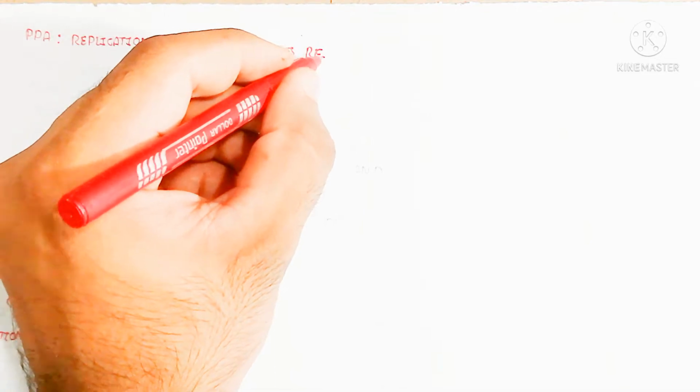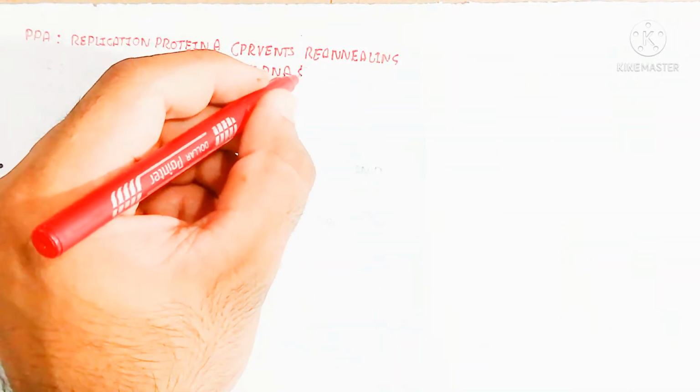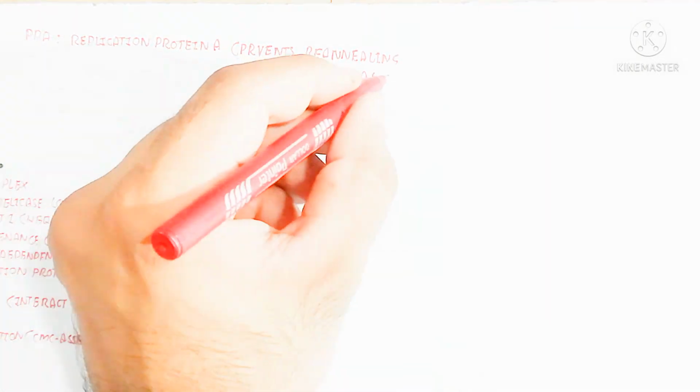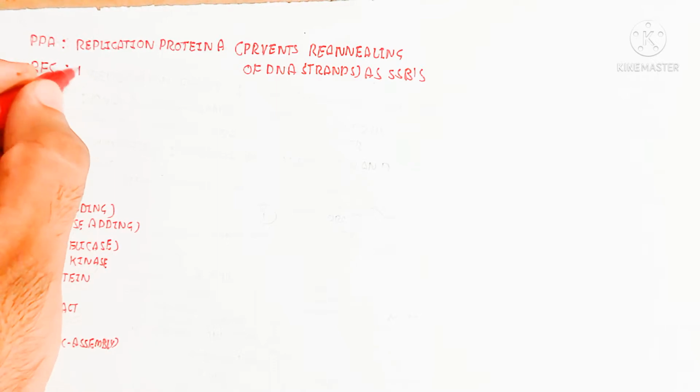The next is RPA, the replication protein A. It prevents re-annealing of DNA strands, acting as an SSB, a single-stranded binding protein.